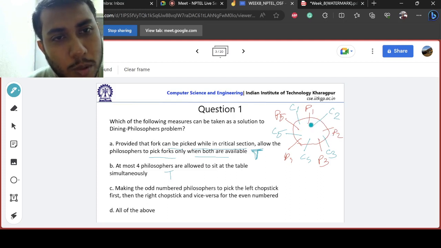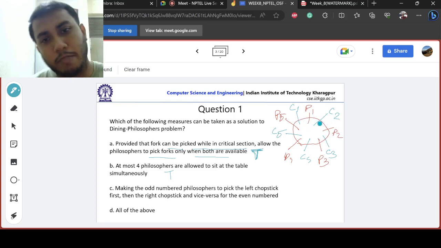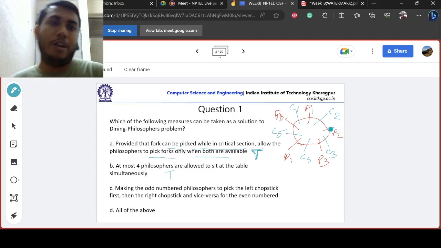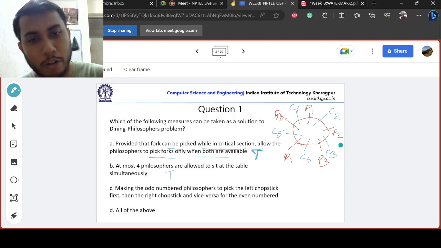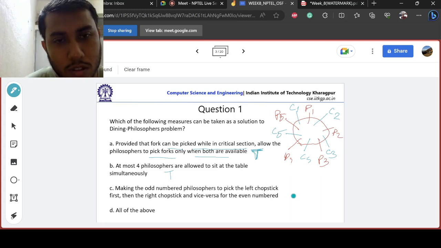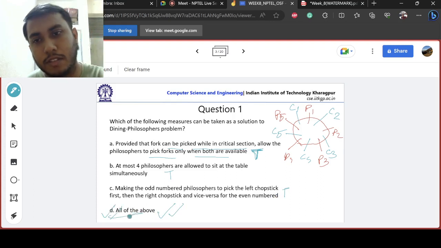So what happens when both are simultaneously existing? P1 is able to pick up C1 first, whereas P2 tries to pick C3 first. So as a result, P1 will get the access. So then it will not be an issue. So this one is also true. So the correct answer is all of the above. All of the above is correct.